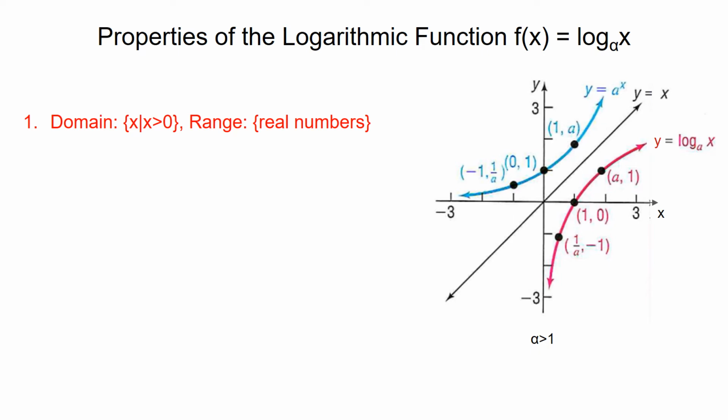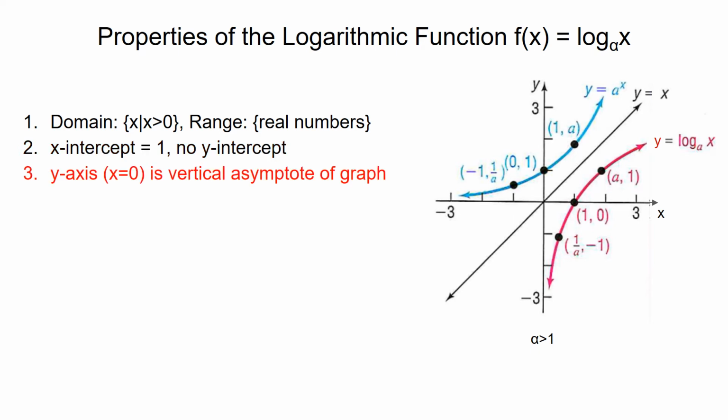The second thing is that we see that there is an x-intercept. It's at (1, 0), and there is no y-intercept. The y-axis actually acts as an asymptote for the function y equals log base a of x. The third characteristic or property of the logarithmic function is, well, as I said, the vertical asymptote. I got a little ahead of myself there, sorry.